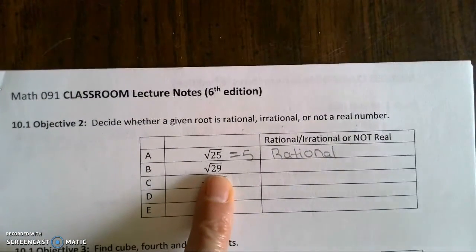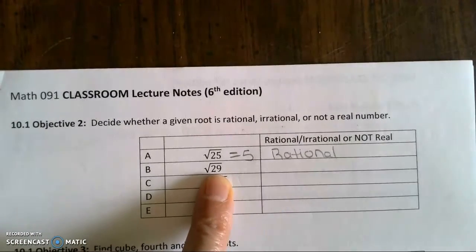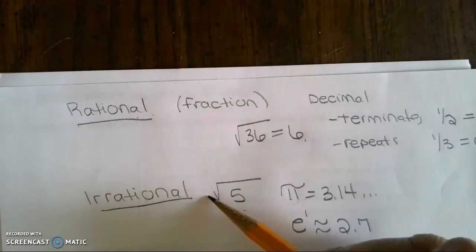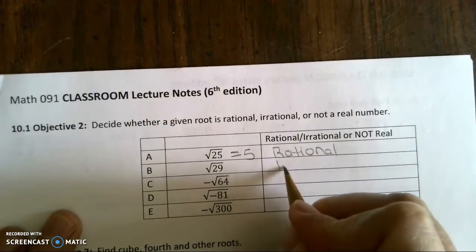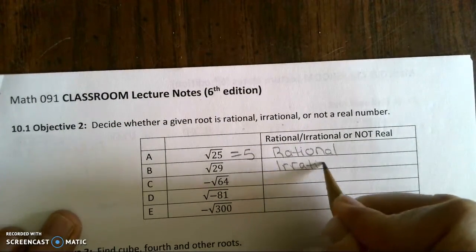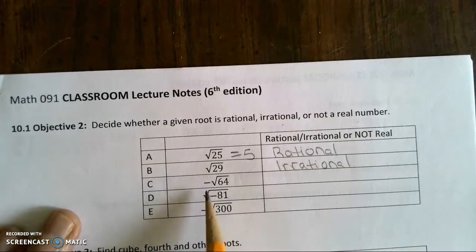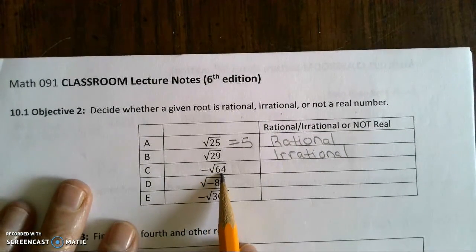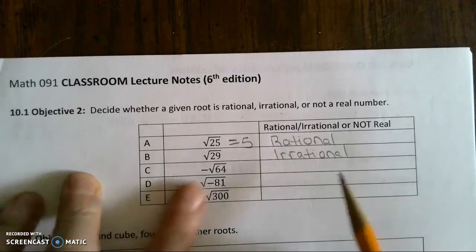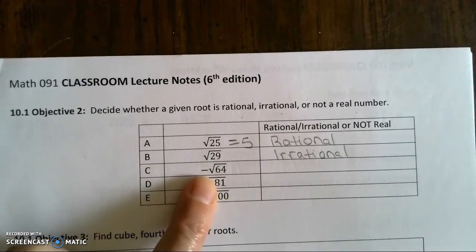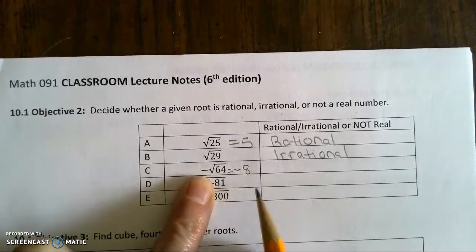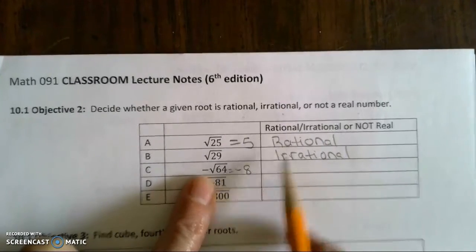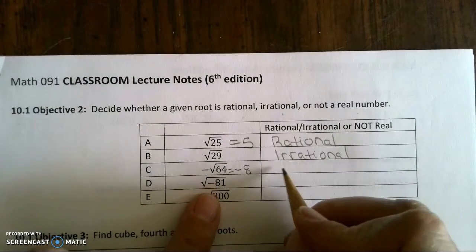The square root of 29. 29 is not a perfect square. If you plug that in a calculator, you get some really messy decimal. So that'd be irrational. The square root of 64, the opposite of it. The square root of 64 is 8, so this would be equal to -8. Again, that's a terminating decimal, so that would be considered another rational number.